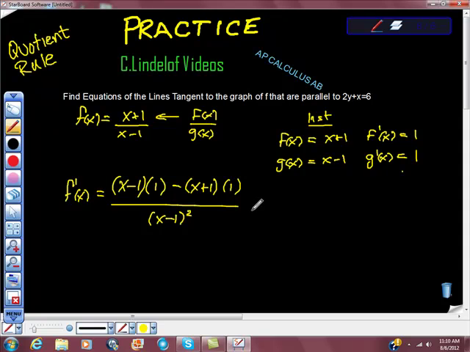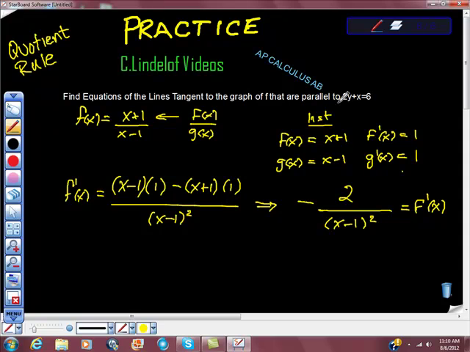So we do all this work, and after we work it out, we end up getting the opposite of 2 over x minus 1 squared. All these x's cancel out, and so this is what we get. This is our f prime of x.